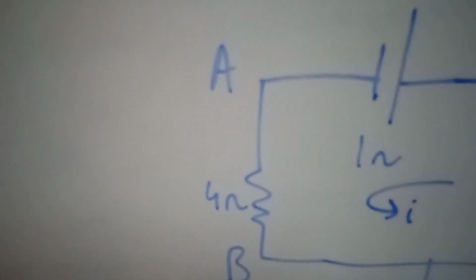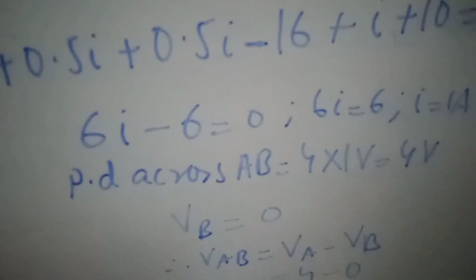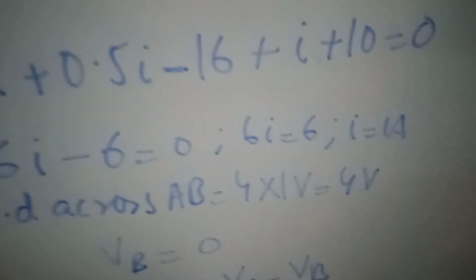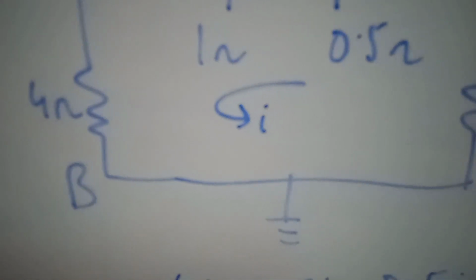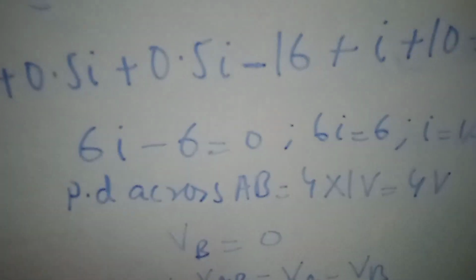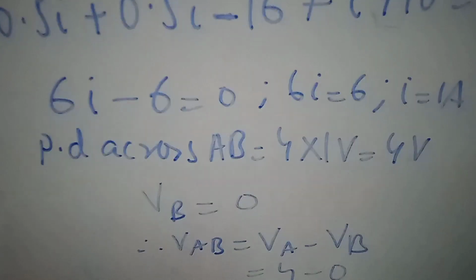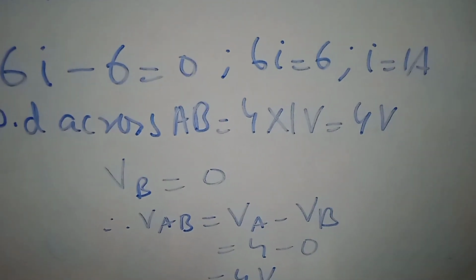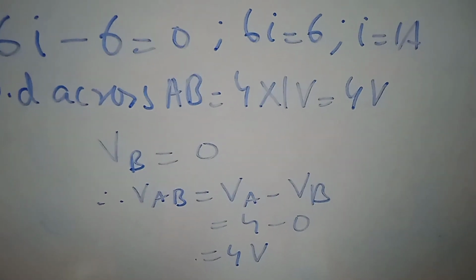Now, what is the potential difference across AB? Between A and B there is a 4 ohm resistor, so it will be 4 into 1, which is 4 volt. Again, VB is 0 because B is earthed or grounded. So VAB means VA minus VB, which is 4 minus 0 equals 4 volt. So VA will be equal to 4 volt.